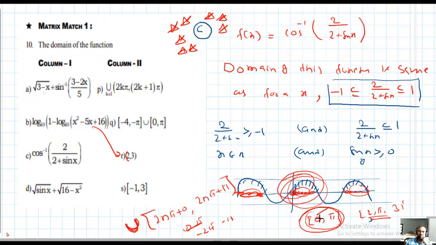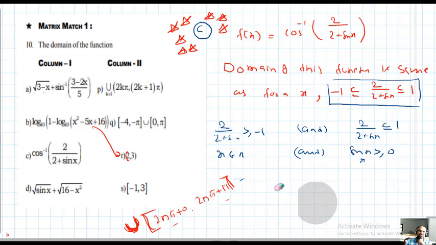For that principal interval, for both extremities I added 2n pi. So this bracket gives all the solutions, but you want the union of this interval, this interval, this interval. That's why I wrote the union symbol here. So the final answer is the union of 2n pi plus 0 comma 2n pi plus pi. Okay. So now what I can say, the final answer is this.